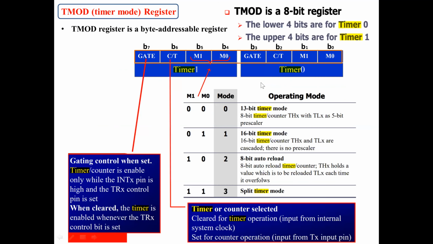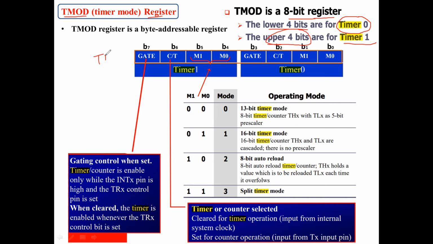The second timer register is TMOD. TMOD is nothing but the timer mode register. This is an 8-bit register, where the lower 4 bits are for timer 0 and the upper 4 bits are for timer 1. So let us look into that. This is your TMOD register.